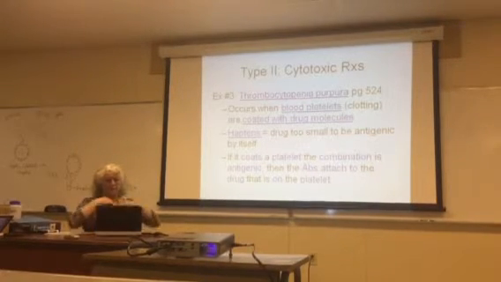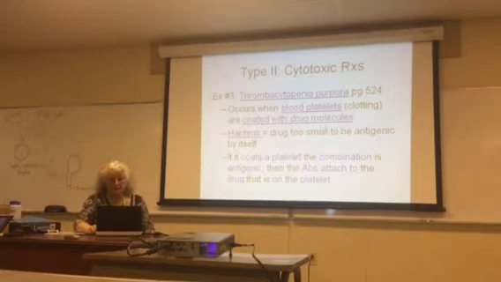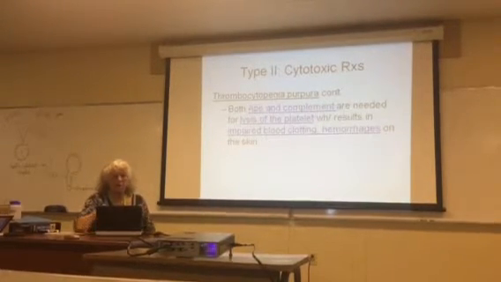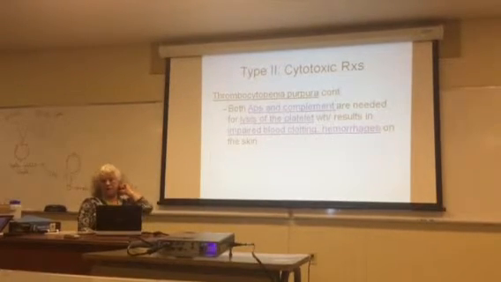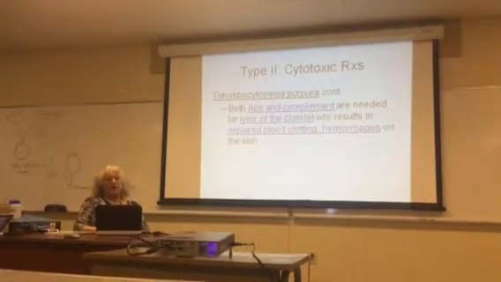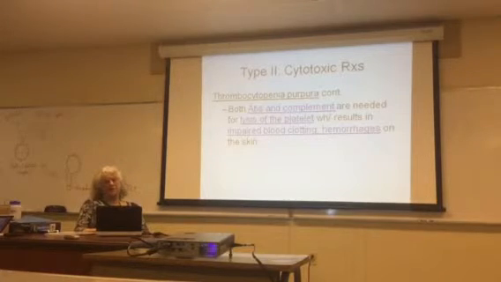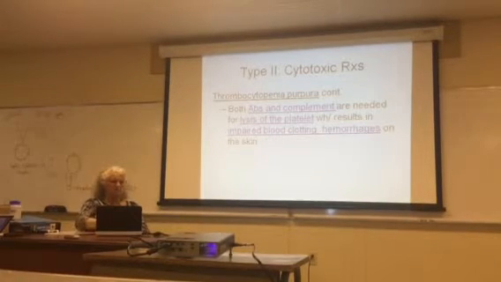So the antibodies attach to the drug that is on the platelet, and it's going to cause lysing of the blood cells. Complement is needed to hook up to the antibodies, and complement is the one that causes the lysis of the platelet. You see this in people that have this because, besides impaired blood clotting, they get little hemorrhages under their skin.